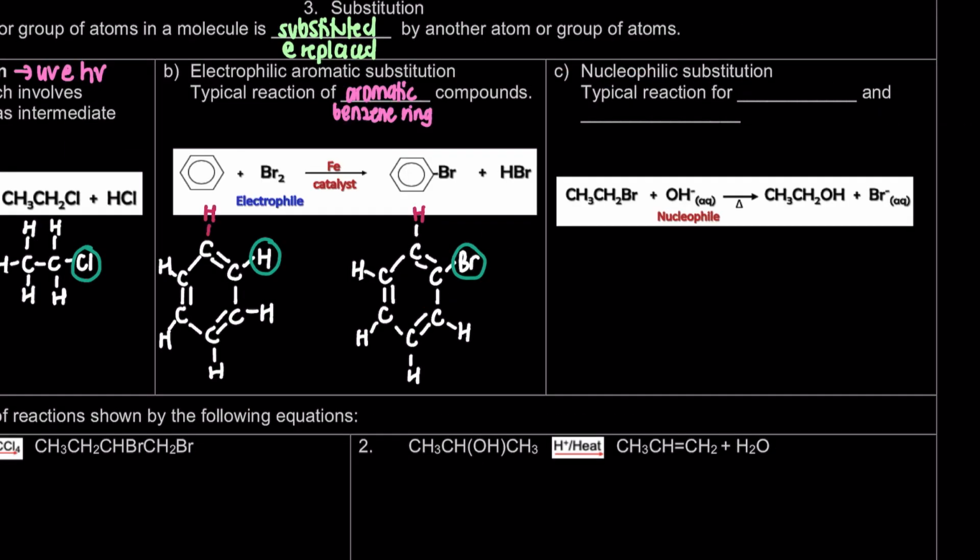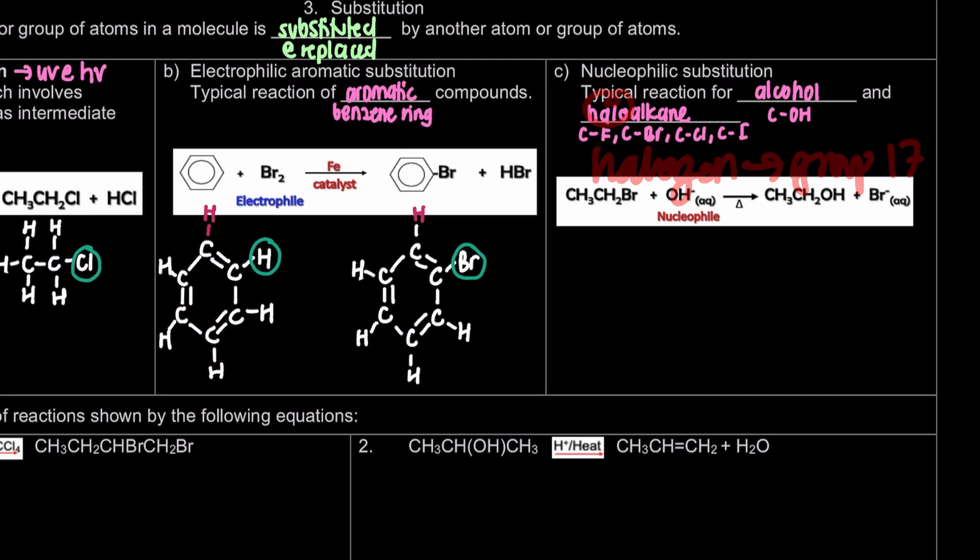The last type of substitution is nucleophilic substitution. Nucleophilic substitution is a typical reaction for alcohol and haloalkane. For the case of alcohol, it means the carbon containing OH. For the haloalkane, the carbon can be attached to fluorine, bromine, Cl, or iodine. Any halogen. Halo means halogen. Halogen is actually the atom in group 17. Okay, attaching to alkane, so carbon attaching to the halogen group itself.